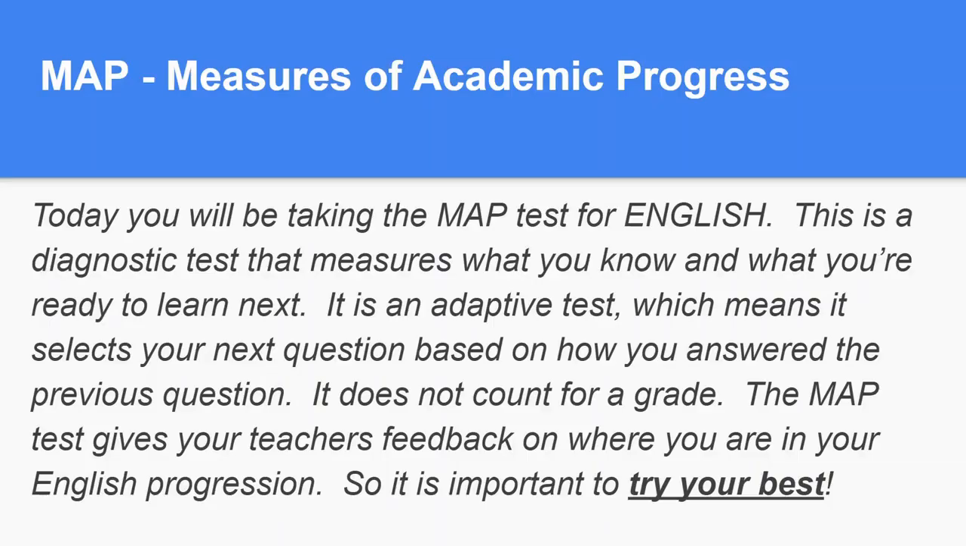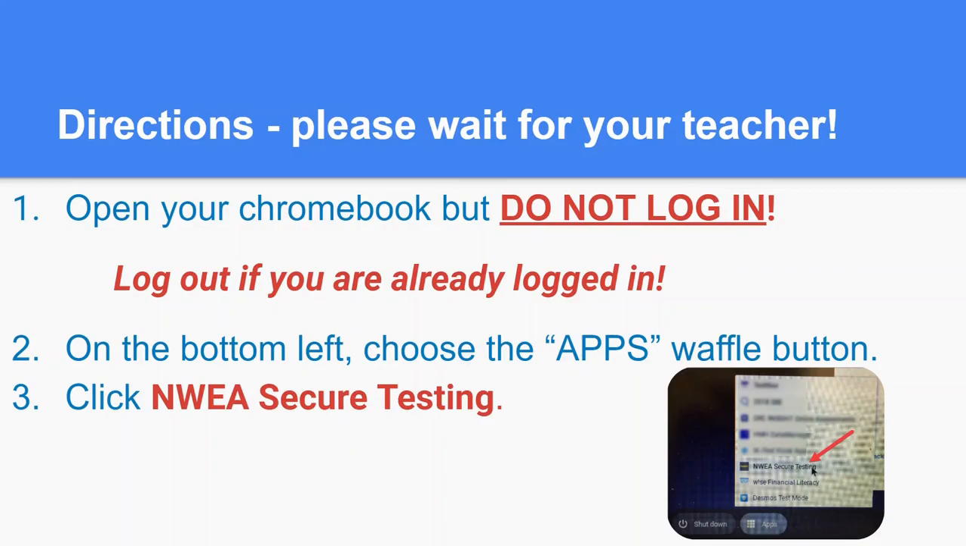This slide gives the students an overview of what the MAP assessment is, and basically just tells them to do their best. You can have them read this on their own, or you can read it to them aloud the morning of the assessment. Once you're ready to begin the test, students are actually not going to log into their Chromebook. They click on the Apps Waffle button in the lower left corner of their Chromebook screen and select the NWEA Secure Testing. If this option does not show, please Skype myself, Annalisa, or Val, and we can come by and take a look.